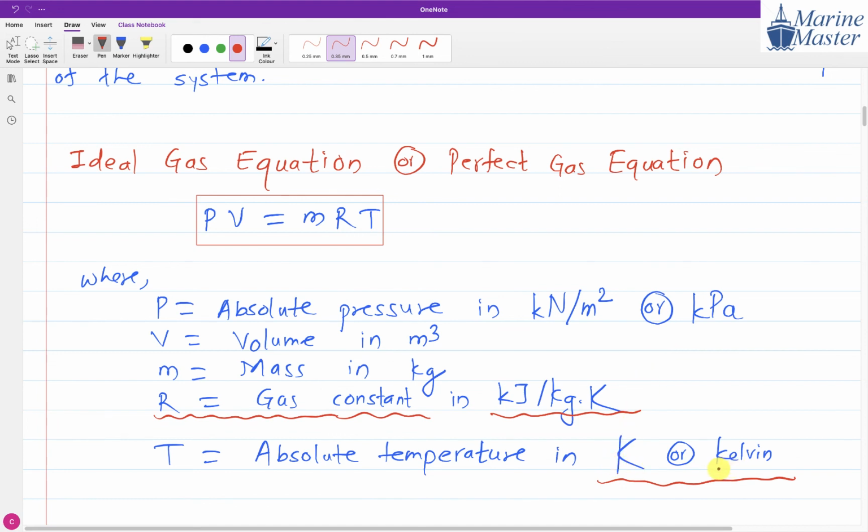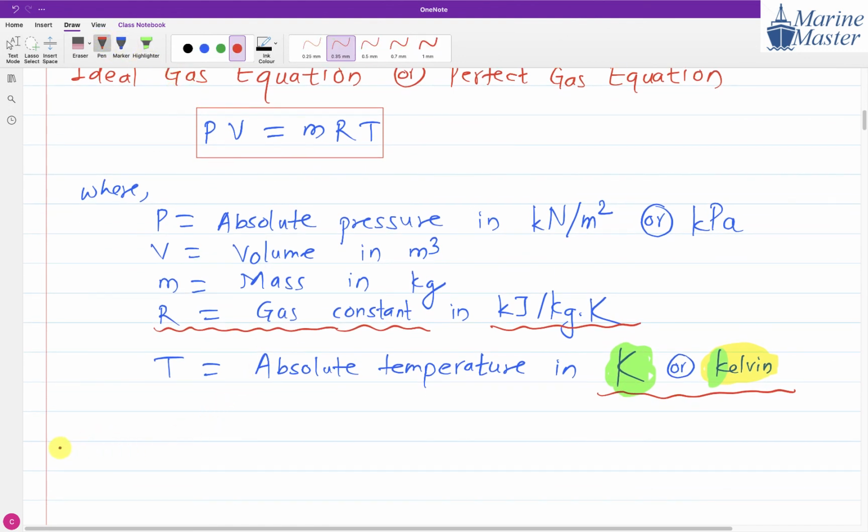If you are writing Kelvin in detail, then K must be small, because here Kelvin is not a person's name, it is a unit name. Whenever we write any unit name in full form, every letter must be small. But if you are using the abbreviation, then it must be capital. Same for the joule. If we are saying Joule as a person name, then in English J must be capital.